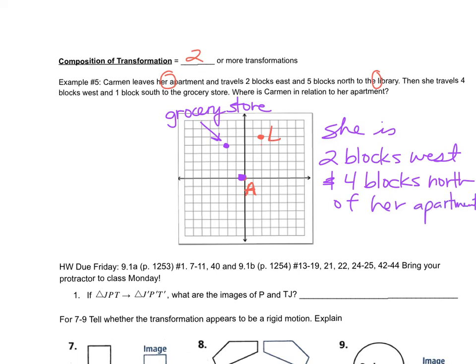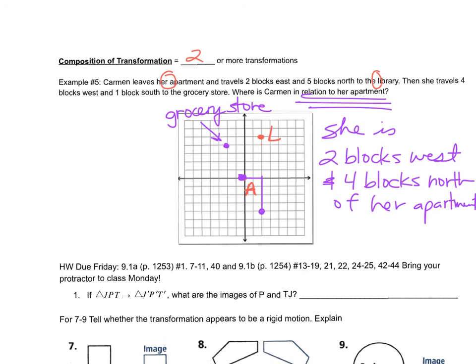Okay, it's tempting there to say she is 2 blocks east and 4 blocks south of her apartment, but she is not, right? 2 blocks east and 4 blocks south of her apartment is down here. So make sure you pay attention to the wording. In relation to her apartment, where is she? She is currently 2 blocks west and 4 blocks north. Okay? Any questions on that?